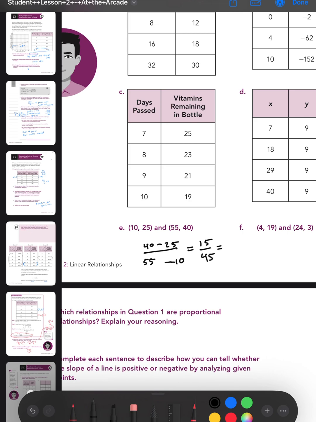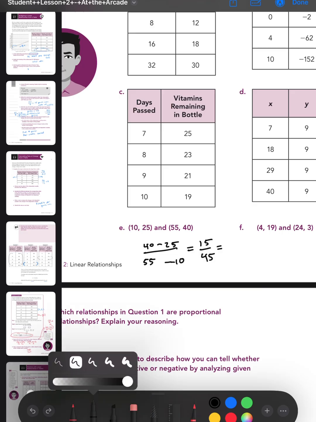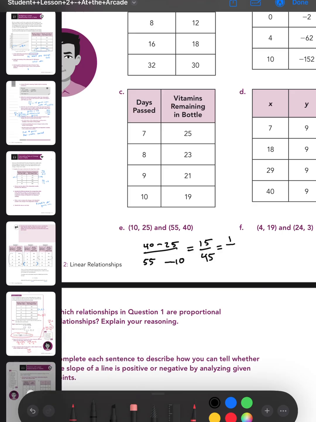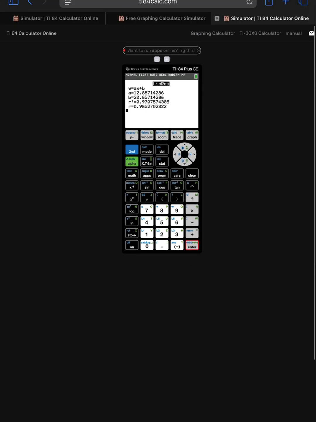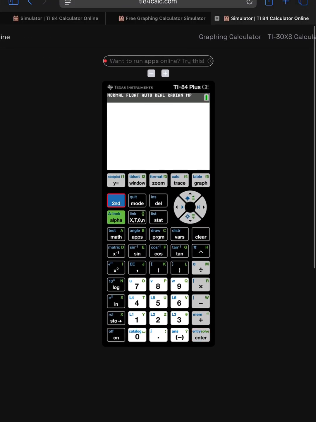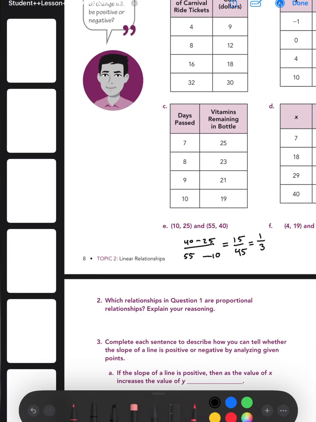And we can reduce that either in the calculator or just do it by hand. I reduced it by 5. 15 goes into 45, so make it a little easier: 15 goes into 15 one time, and 15 goes into 45 3 times. But again, if you need to do that in your calculator, just to remind you, we can type in 15 divided by 45. It's going to give you a decimal, and then just hit the math button and enter on fraction, and it will reduce it for you. So 1/3, which is the same thing we got there.